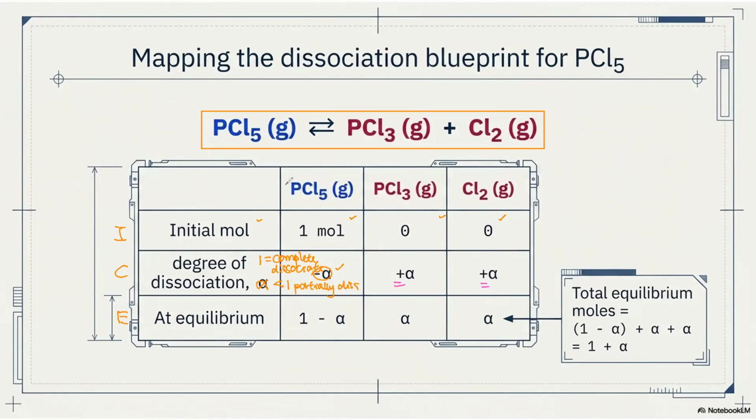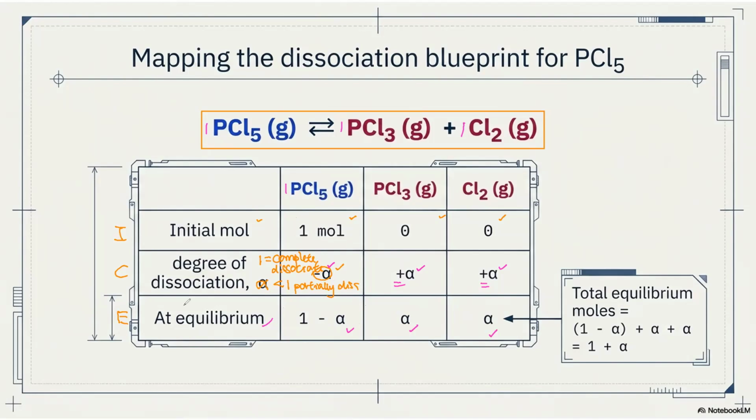Stoichiometrically, 1 PCl5 will break to become 1 PCl3 plus Cl2. So if the amount of PCl5 dissociated is alpha, I'm going to say it's minus alpha. How much PCl3 will be formed? It will be plus alpha. How much Cl2 is formed? Plus alpha. So at equilibrium you have the initial minus the amount dissociated, so 1 minus alpha, PCl3 is alpha, and Cl2 is alpha here.